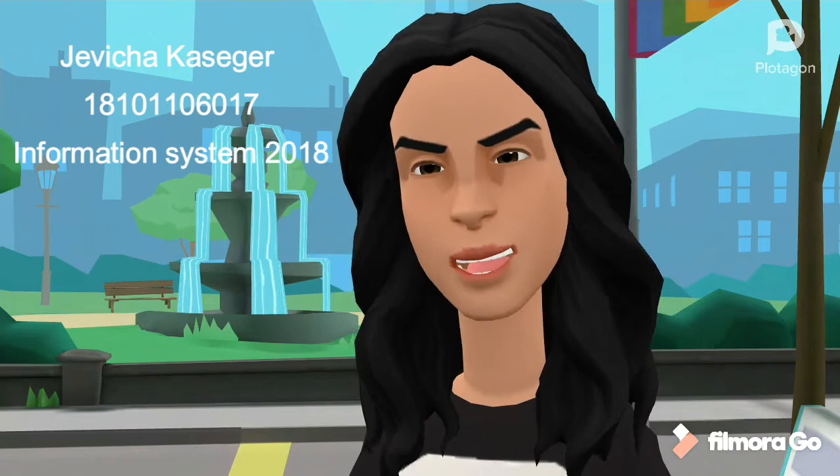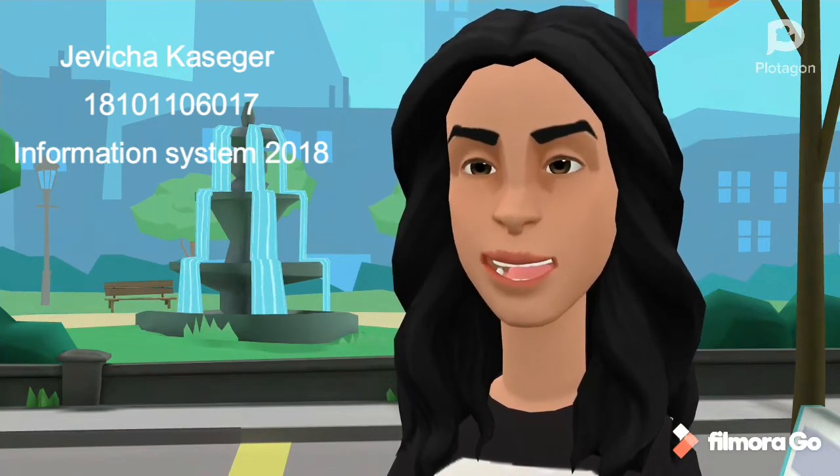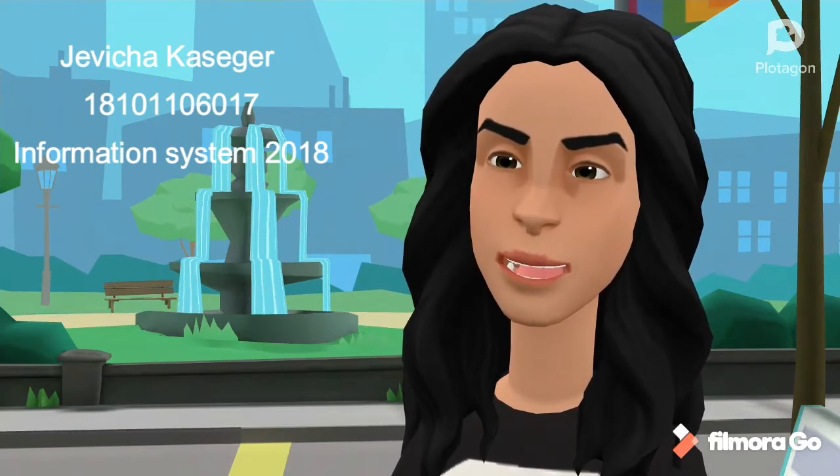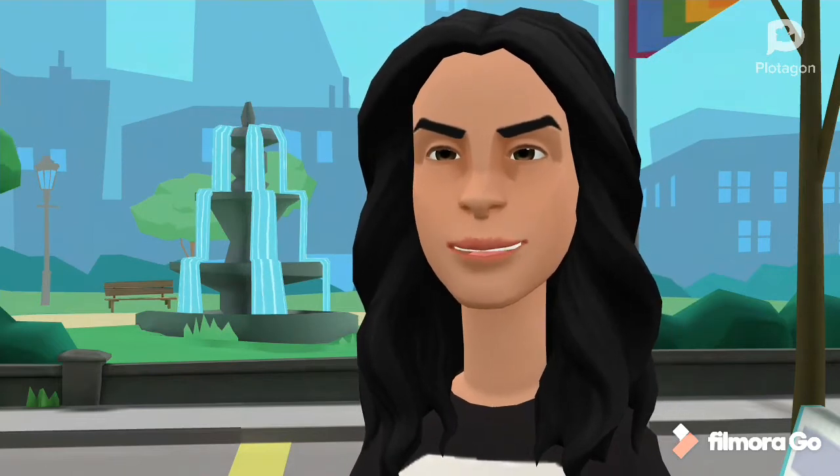Hello guys, my name is Devika Kasribier. I am from Information System 2019 of University Samratulangi.